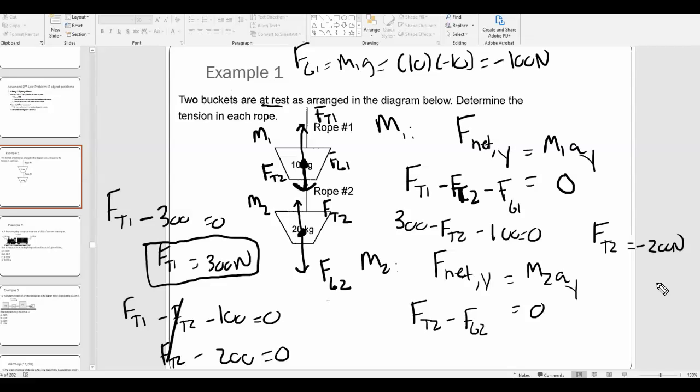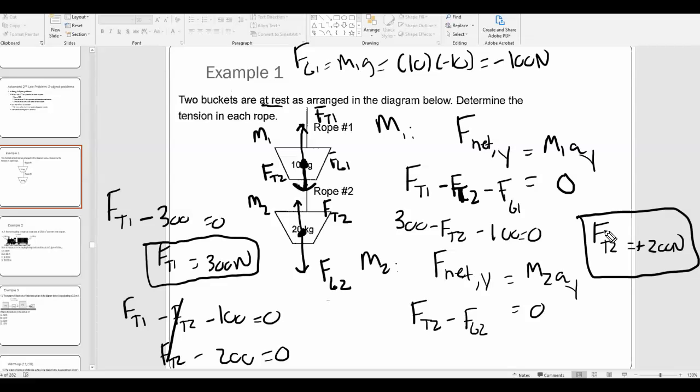Okay, and so in other words, what I'm saying is, actually, did I do that correctly? Let me just make sure. No, that should be positive 200 newtons. So the tension in rope number 2 is 200 newtons. And so I have found two tensions. I have answered the question. I'm done with example 1.